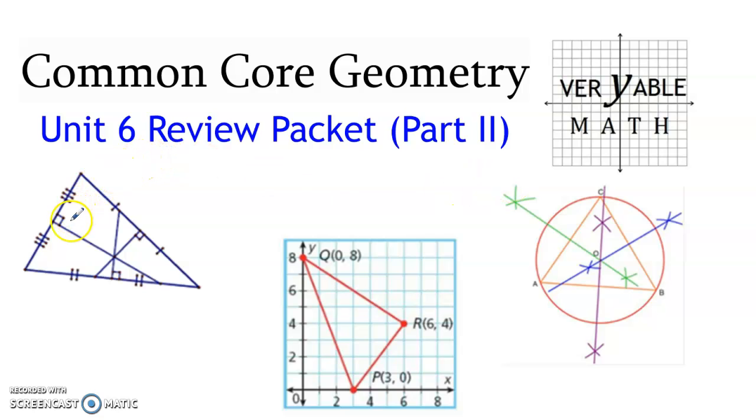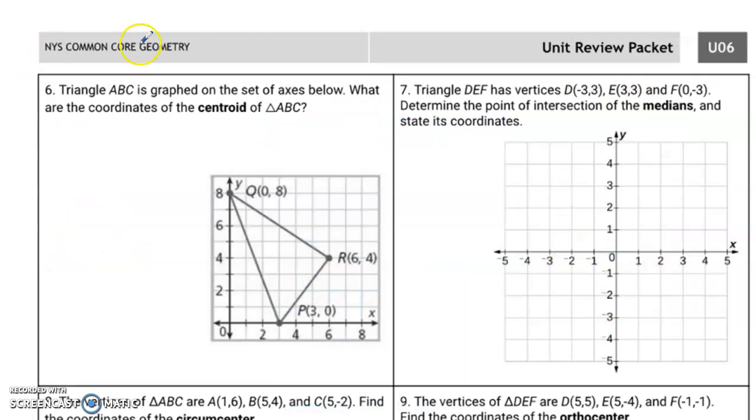I'm going to be going over the last half of the review packet, talking about different points of concurrency in triangles, like centroids, orthocenters, circumcenters, and incenters. If you haven't already done so, please pause the video to try and answer the questions in this packet, and then come back to see if you got them right.